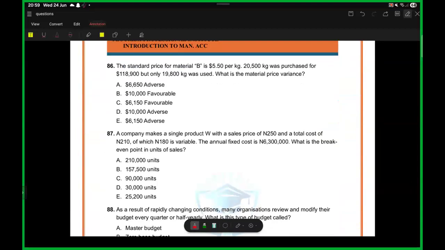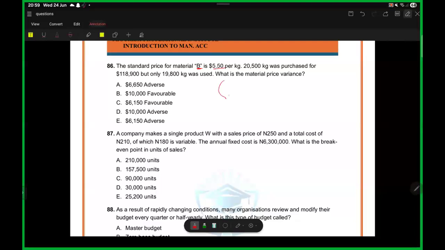Another calculation. Okay, so standard cost again is here. The standard price for material B is given per kg. 2,500 kg was purchased for 118,900, but only 19,800 kg was used. What is the material price variance? Very, very simple.